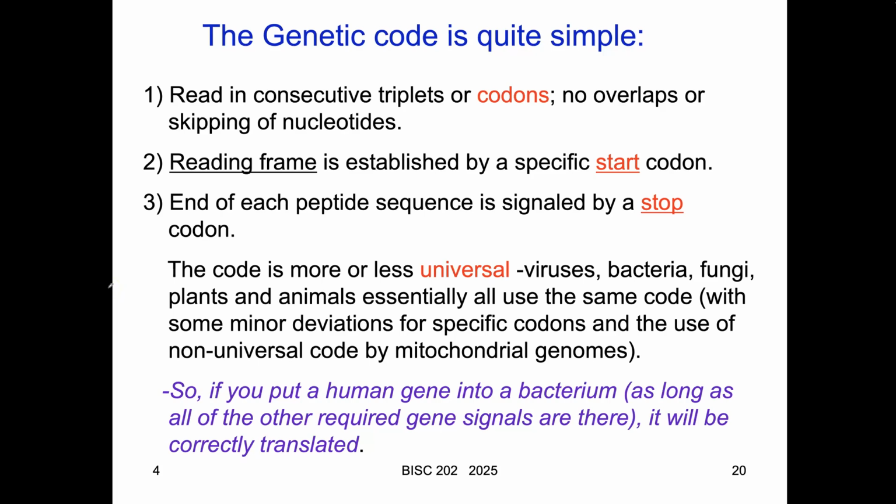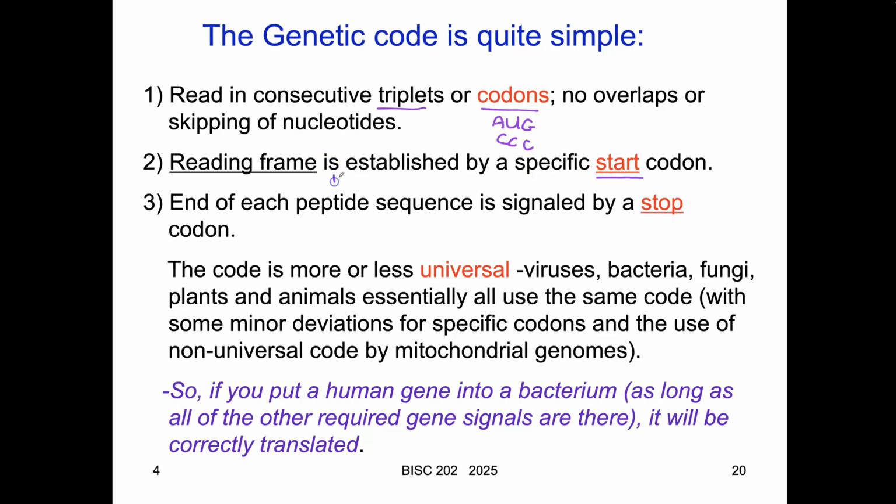So eventually everything was figured out, and these are the main key points. It's quite a simple code. It's read in triplets. The triplets are referred to as codons. So AUG, for example, is the codon for methionine, and CCC is a codon for proline, and so on. So that's important terminology. The reading frame is established by a specific codon, which is a start codon.